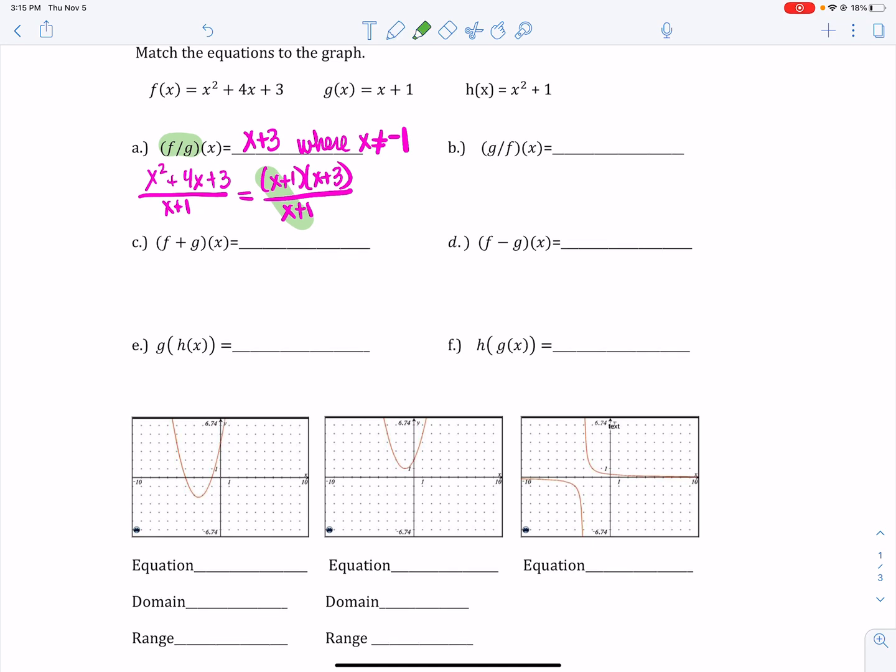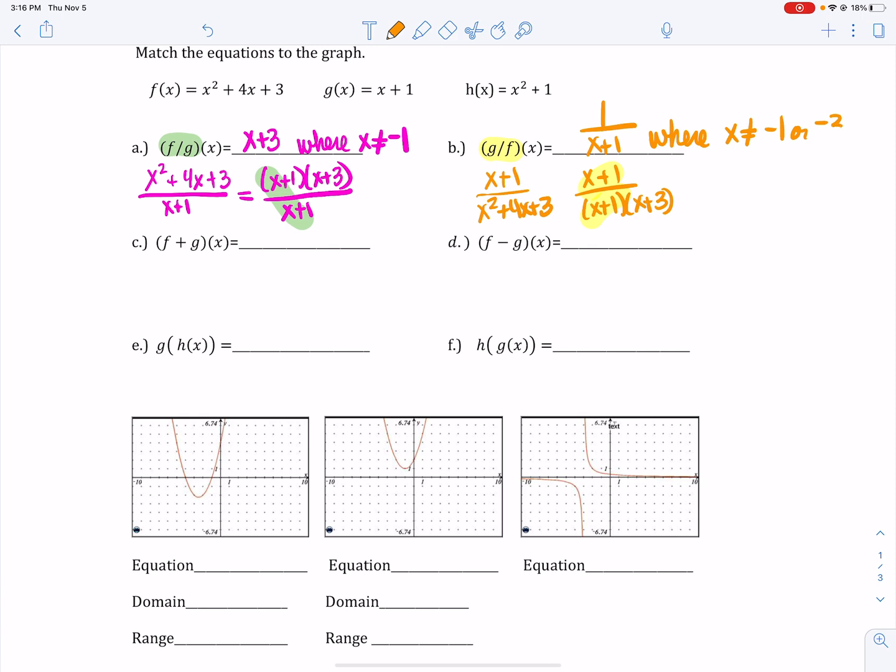So now if I look at the next question, now it's g divided by f. So it's basically the one that I just did, except now instead of the x squared being on the top, now it's the x plus 1 on the top, and then x squared plus 4x plus 3 on the bottom. So I'm going to have the same issue. I'd have x plus 1 over x plus 1 times x plus 3. So my x plus 1s would cancel. So my answer would be 1 divided by x plus 1. And you have to have this part where x can't equal negative 1 or negative 3.